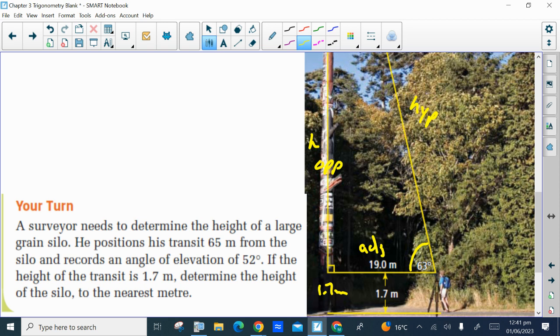Which two sides are we going to use? If you were paying attention, you'd know. Pay attention.